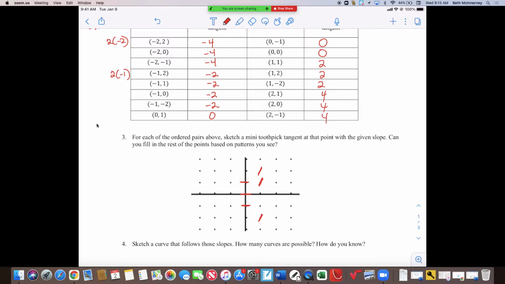Wouldn't that entire column be the same, even though I only gave you 3 of those points? So this is what it means: can you fill in the rest of the points based on the pattern? So all of these should be 2. And shouldn't all of these be 0? Then at 2, 1, it was 4. So I just need that one to look steeper than the one beside it.